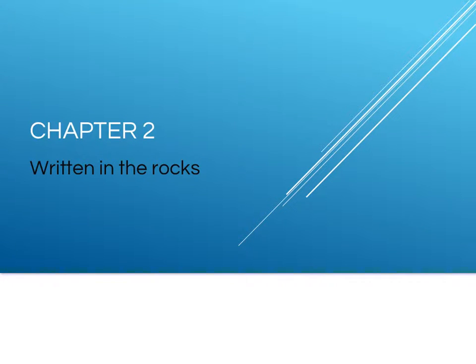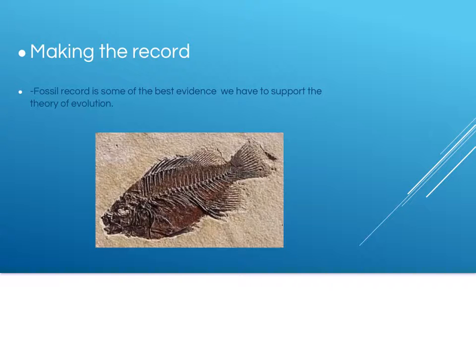Chapter 2, Written in the Rocks. The fossil record is some of the best evidence we have to support the theory of evolution. It literally gives us a way to look into the past.